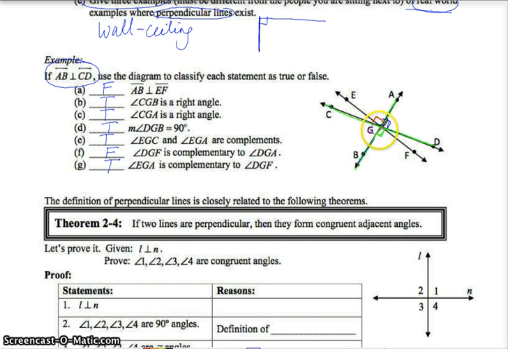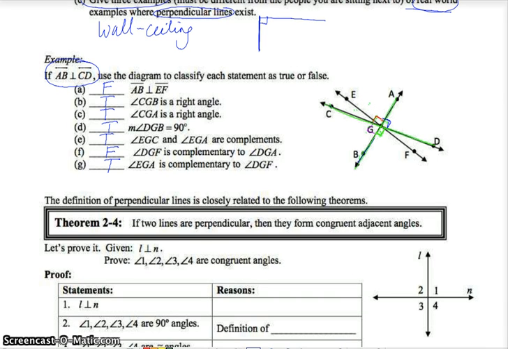Is angle CGB a right angle? Yes, it is, because that's the 2 lines that intersect to form right angles. CGA, yes, it is. Is the measure of DGB 90 degrees? Yes, because that's the 2 lines that are intersecting to form these 4 right angles, and right angle means 90 degrees. Are EGC and EGA complements? Yes, because they are sharing the same side, and these 2 angles added together create the overall big angle AGC, which is 90 degrees. So yes, these 2 angles are complements of each other.